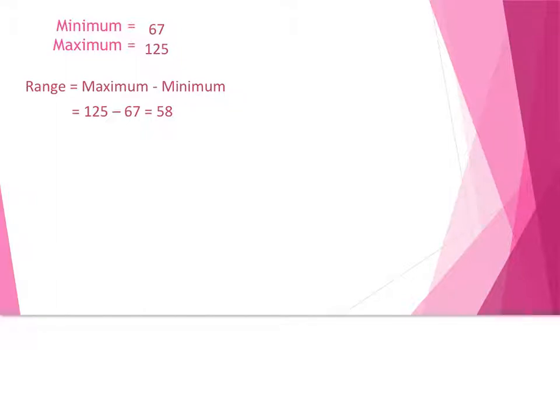5 groups. So what we do is, first step, we find the range, like we just did. Second step, we want to divide those 58 numbers into 5 different groups. So we take the range and we divide it by how many classes we want. So we do 58 divided by 5, and that doesn't work out evenly. It works out to 11.6.